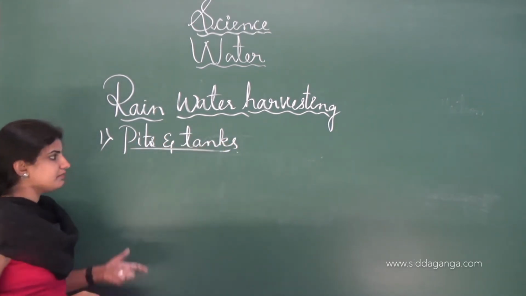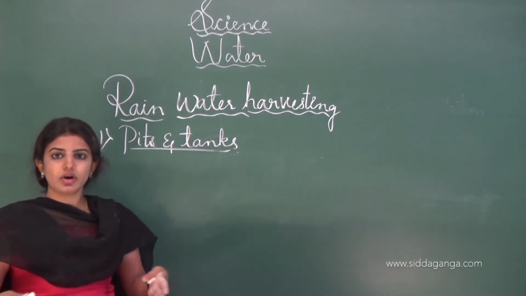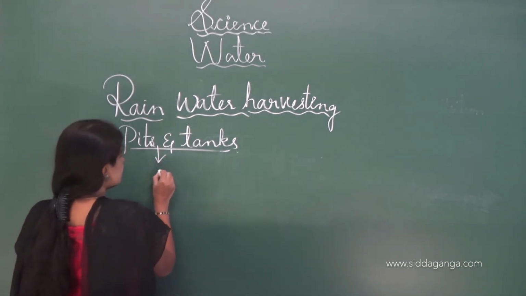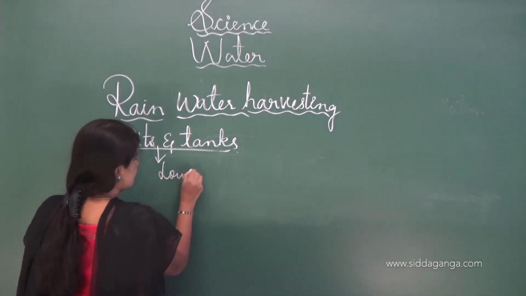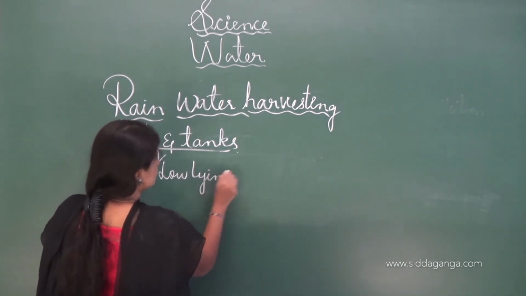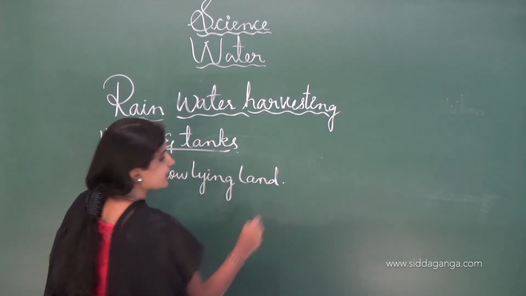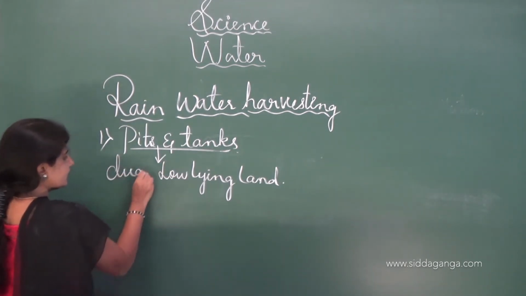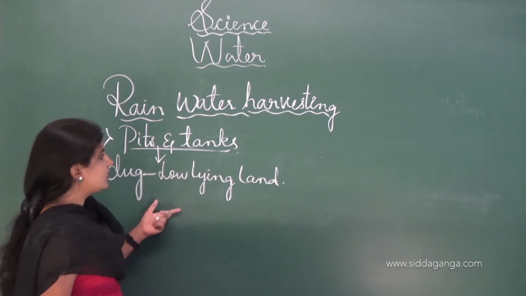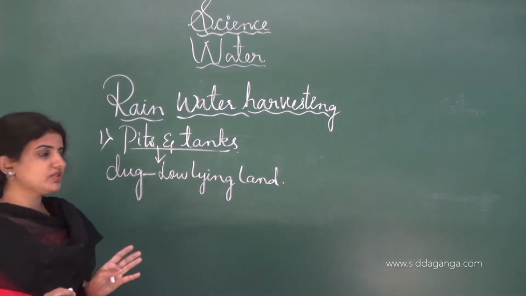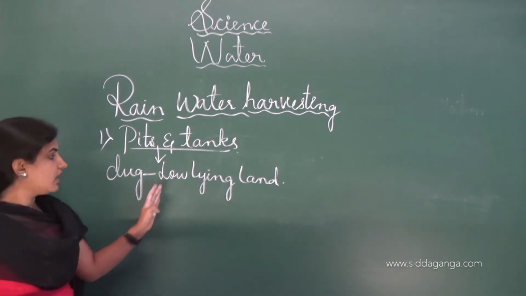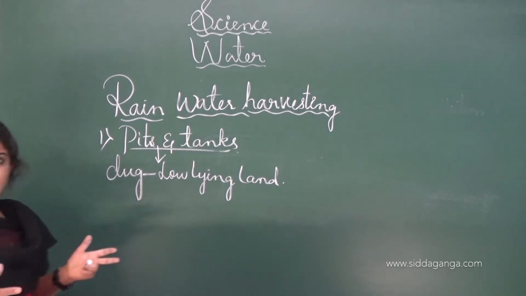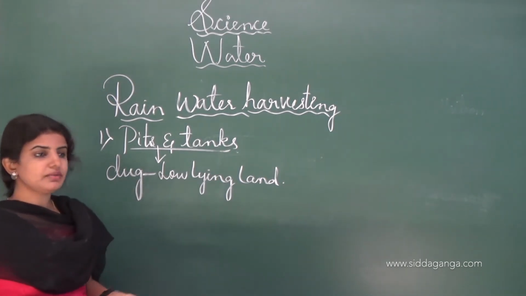In this step, we have to dig a hole, or dig any ground, especially low-lying land will be used. Low-lying land means Tegu Pradesha. We have to dig a hole in the ground of low-lying land for this purpose, that is rainwater harvesting, and later we have to collect the rainwater by different methods.